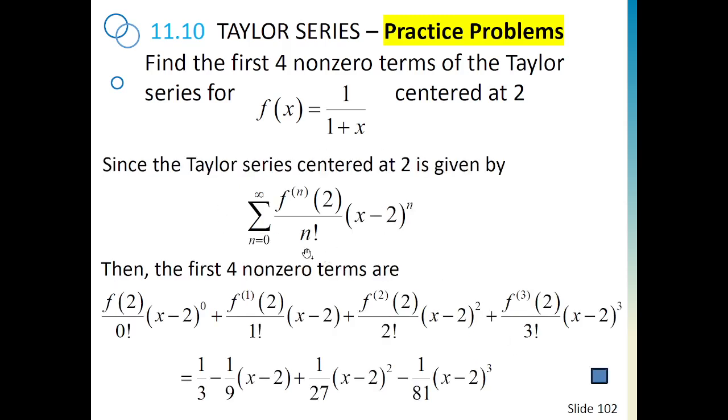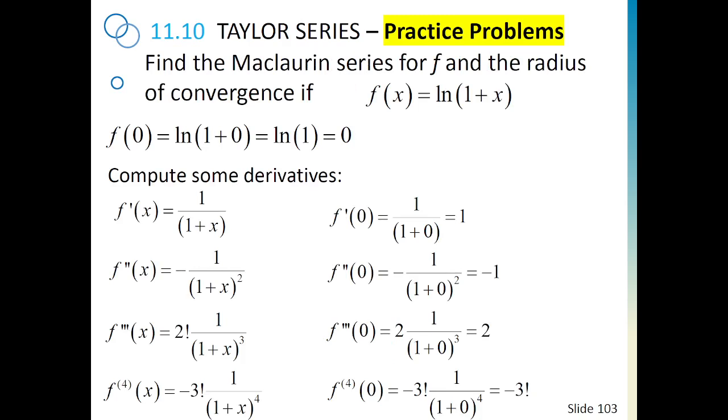So the Taylor series, as per the formula, is centered at 2, with all the derivatives evaluated at 2. Now we only need 4 terms. So we have the first term, the second, up to the 4th term. So this ends up being a polynomial of degree 3. So this one was also a straightforward computation.